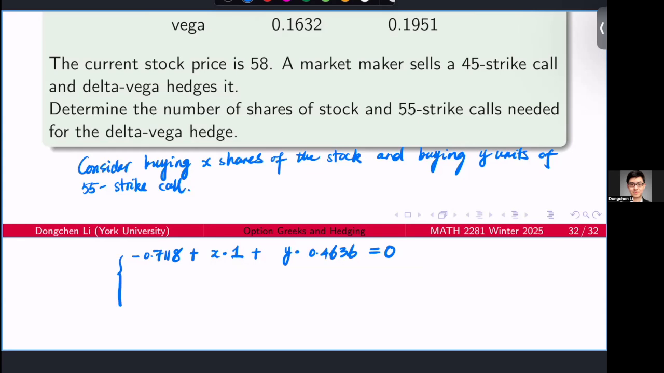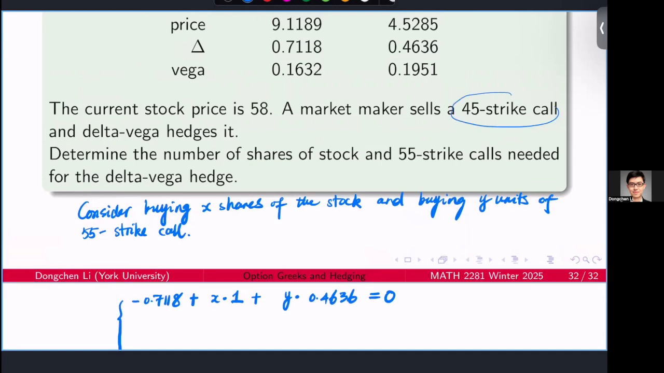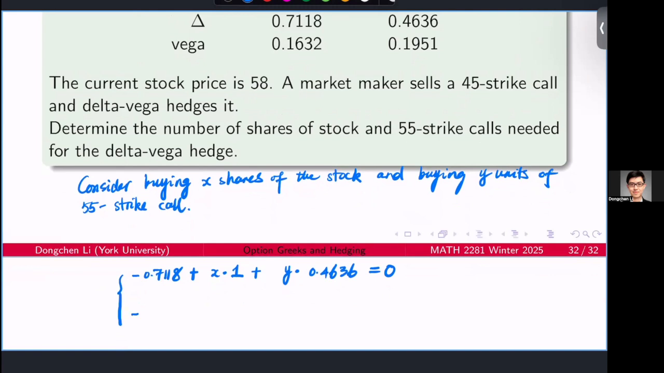Then the second equation means the portfolio is Vega neutral. Vega neutral means the sensitivity with respect to the change in volatility is 0. The Vega of a short 45 strike call is negative 0.1632. The Vega of long stock is 0. Finally, the Vega of this long Y units of 55 strike call is this number times Y, so Y times 0.1951, and the sum equals 0.